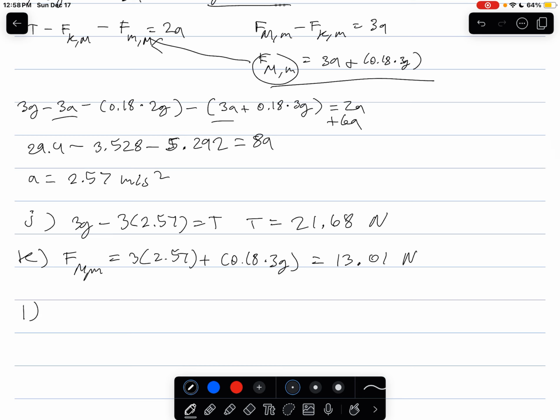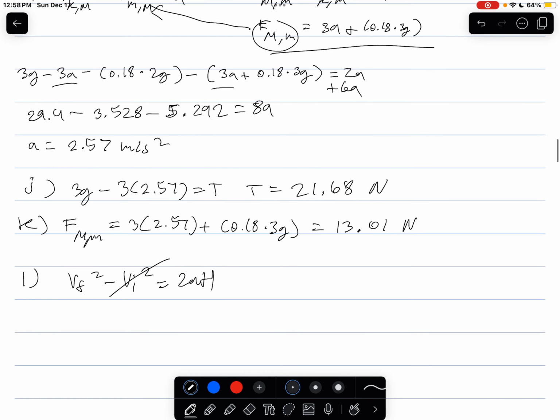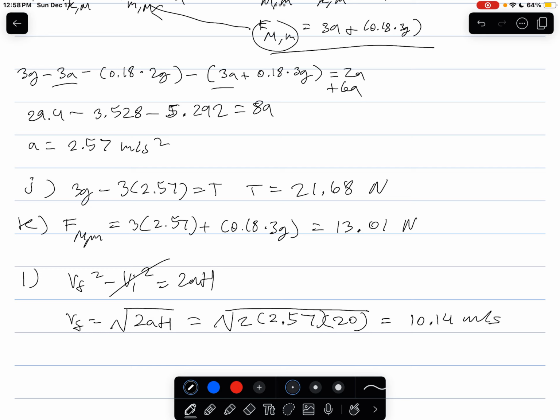And then for part L, since acceleration is constant and it starts at rest, I think it'd be easiest to use Vf squared equals Vi squared plus 2ah. Vf squared is 2ah, so then Vf equals root 2ah, root 2 times 2.57 times 20. Vf should be around 10.14 meters per second.